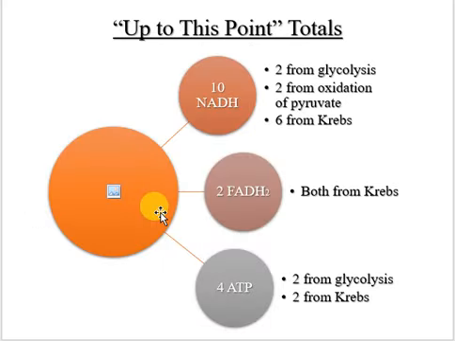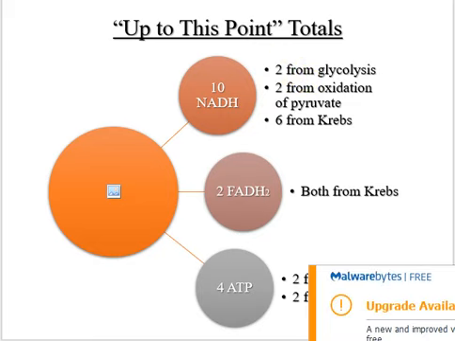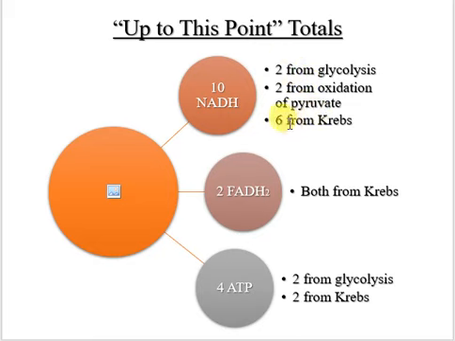So up until this point, looking at what the overall totals are, we have 10 NADH molecules. 2 came from glycolysis, 2 came from the oxidation of pyruvate, 6 came from the Krebs cycle. We have 2 FADH2 molecules, both of which came from the Krebs cycle, and a total of 4 ATP molecules, 2 having come from glycolysis. Remember, 2 is the net gain for glycolysis, and 2 from the Krebs cycle.